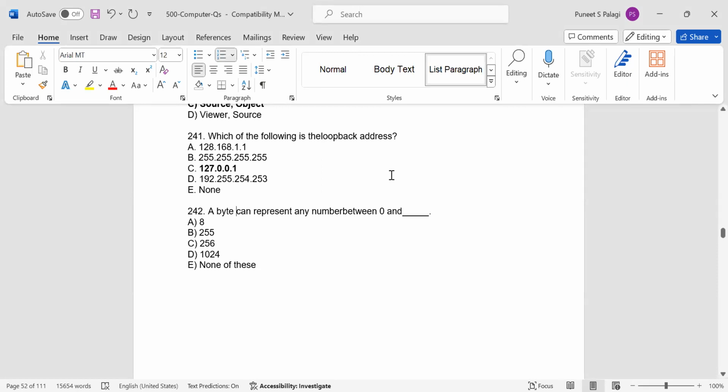A byte can represent any number between 0 and... It is 255.